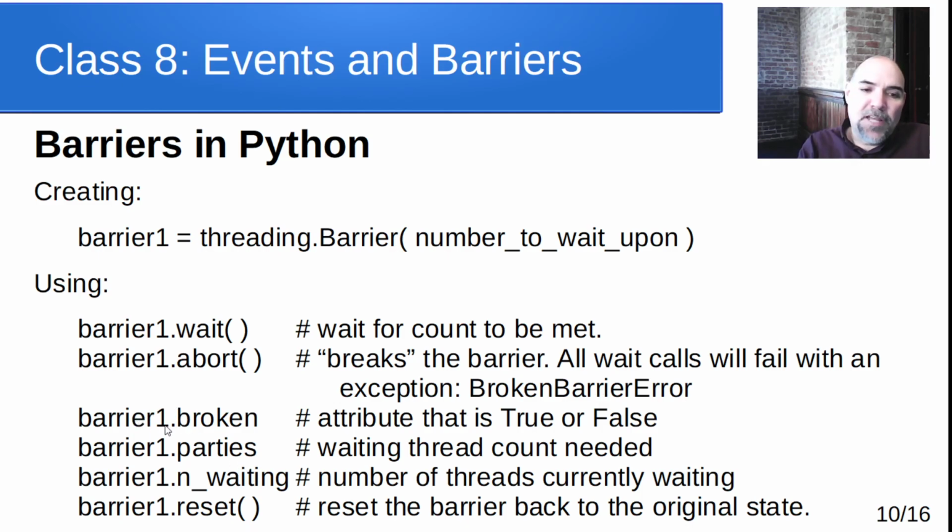Now also you can check the state of the barrier, whether it was broken or not, by reading barrier1.broken. That would be true if it was broken. That'll read false if it's not. And then parties is the number needed that you pass in up here, the number to wait upon. And then n_waiting is how many people are currently waiting on it. And then obviously with a barrier, think of it like that fence that tips over, you can reset that by barrier1.reset, and that'll set back up so things can start building up on it again.